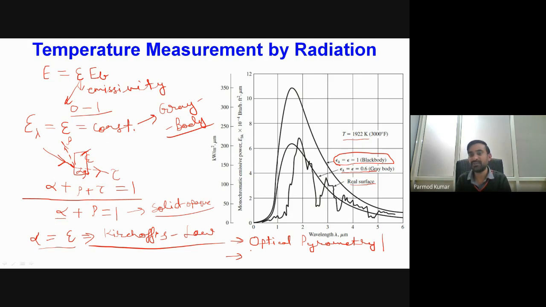Okay, so once we know the amount of radiation emitted by a surface, we can measure the emittance of that surface. We can determine the emissivity of that surface, and based on that value of emissivity, we can determine the corresponding temperature value using the Stefan-Boltzmann law. So these are the two principal approaches used to construct devices for measuring temperature based on the principle of radiation.